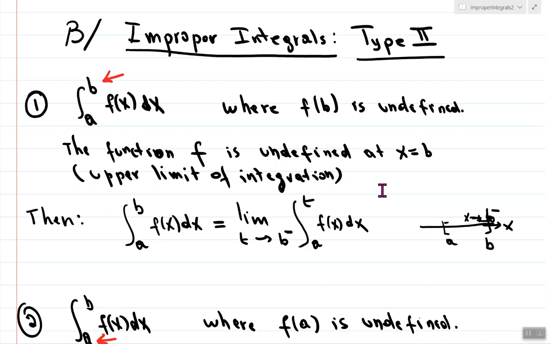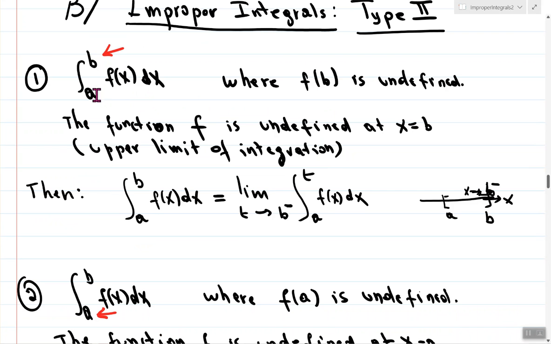Okay, we're still on chapter 7, section 8, improper integrals. This time we're going to do type 2. The type 2 improper integral is about the boundaries. Here we don't have infinity or negative infinity. So we have this is case 1.